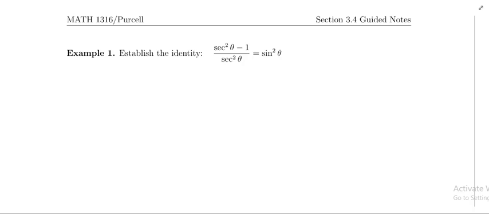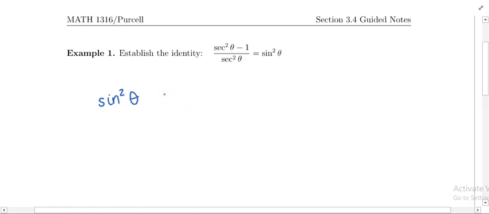One of the tips was to start with the more complicated side of the equation. So that is definitely the left side. Say you start with the right side, there isn't a ton of stuff you can do with this. Yes, you could turn it into 1 minus cosine squared of theta and go from there, but it is much easier if you start with the complicated side and then try to get the simpler side.